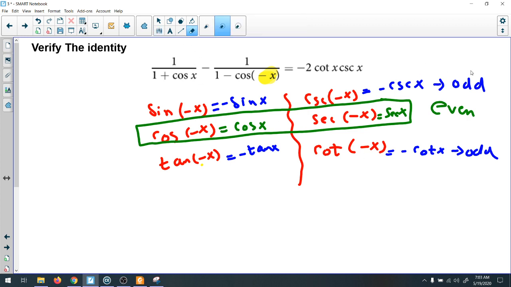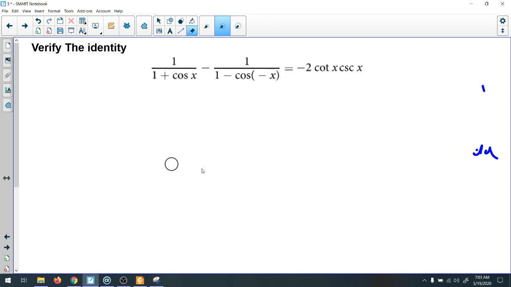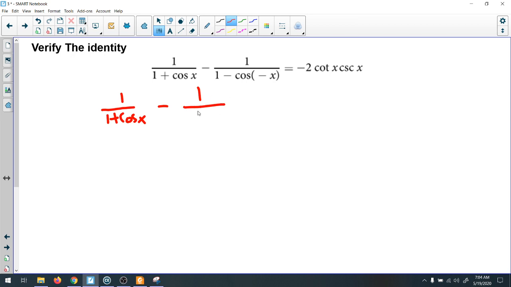We erase that and go back to our question. Let's prove that the left side equals the right side. So we're going to copy 1 over 1 plus cosine x minus 1 over 1 minus cosine of negative x, which is positive cosine, so keep it cosine of x. That's the left side. Keep working on the left side until we make sure that left equals right by the end.